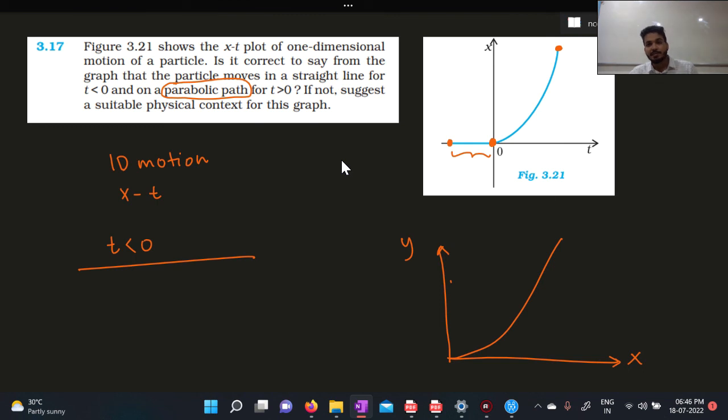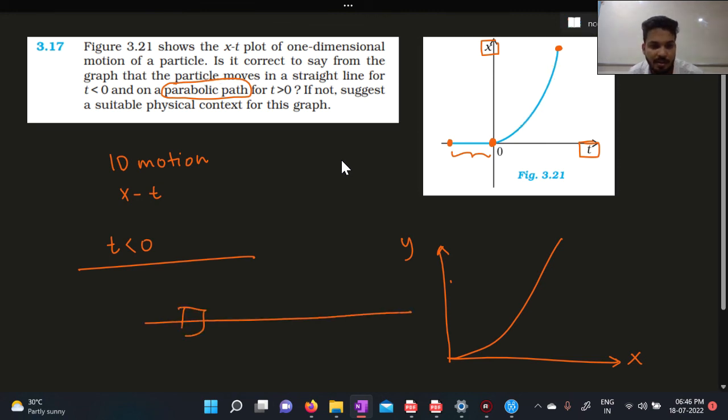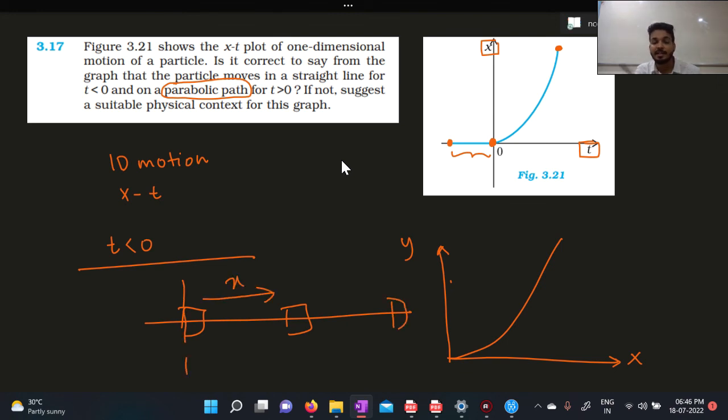But here the graph is between displacement, a quantity, versus another quantity. This is not a coordinate plane where we are representing the movement of the body. This line does not mean that the body is traveling like this. A body could travel in a straight line, and then its displacement from the origin is calculated and plotted on this graph. So I can say that the displacement is parabolic in nature, but the body itself is not traveling in a parabolic path.